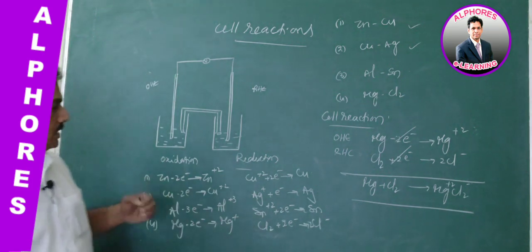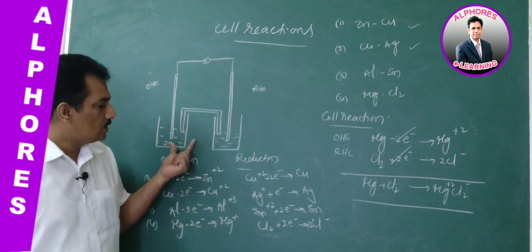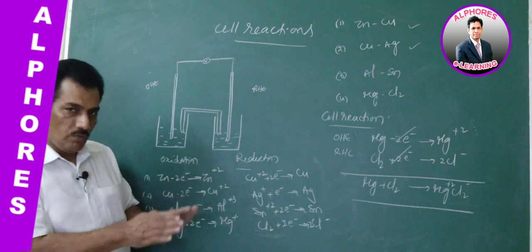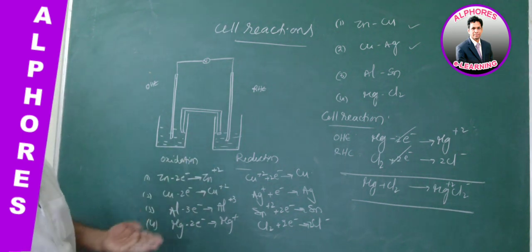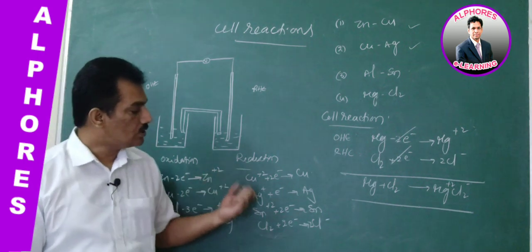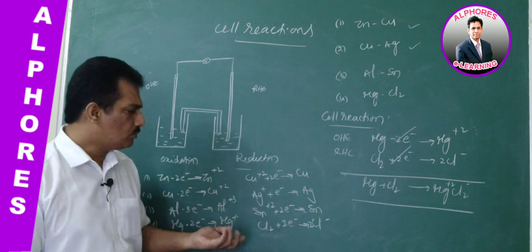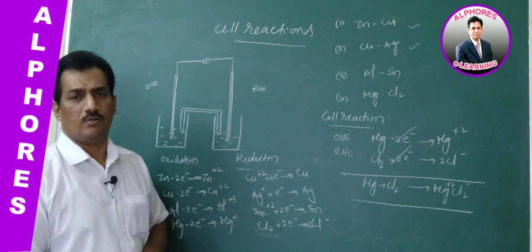Like that, for any cell, one is the oxidation half electrode, the other one is the reduction half electrode. From this discussion, the only thing you have to learn is which is the oxidation half electrode and which is the reduction half electrode. That you will come to know in the coming sessions. You need not worry about that.